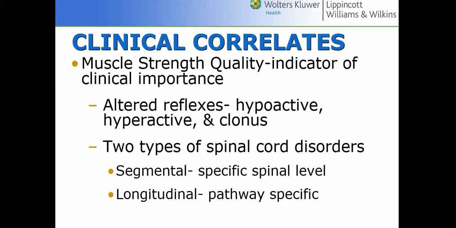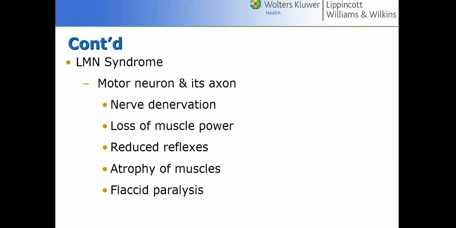And there are two types of spinal cord disorder. One is segmental, which is at a specific spinal level. For example, if the thoracic vertebra T7 is responsible for, let's say, regulating breathing, and then if T7 is damaged, then the breathing is affected. Or it can be longitudinal damage that is pathway specific. For example, we know fasciculus cuneatus and gracilis are the ascending sensory tracts. So either the whole pathway can be affected, or it can be just a segment of the spinal cord.